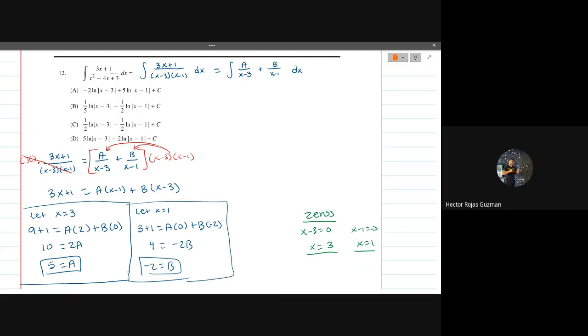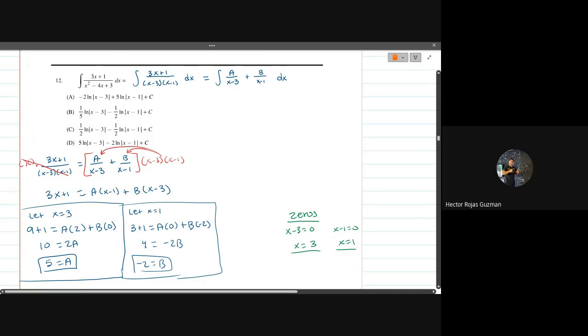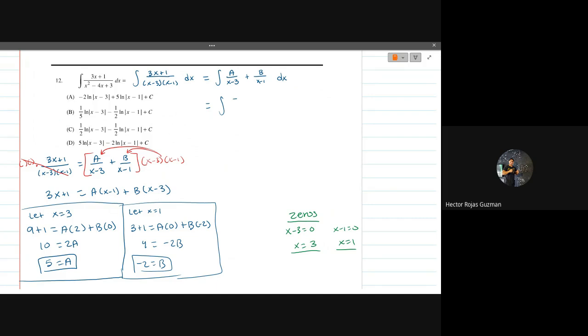Okay. With these values, we can go back to the integral and say that we're going to be integrating 5 over x minus 3 plus negative 2 over x minus 1. And now it's a simple antiderivative. We have 5 ln of x minus 3 minus 2 ln of x minus 1 plus C.